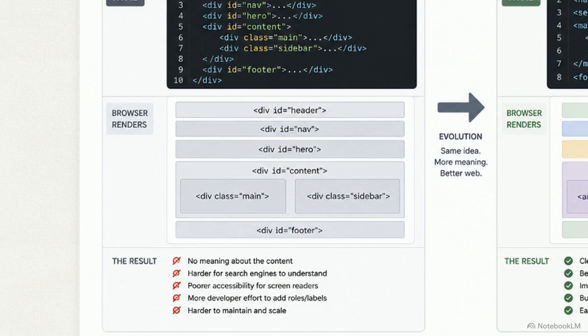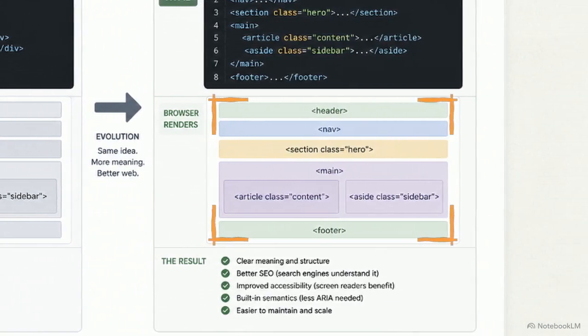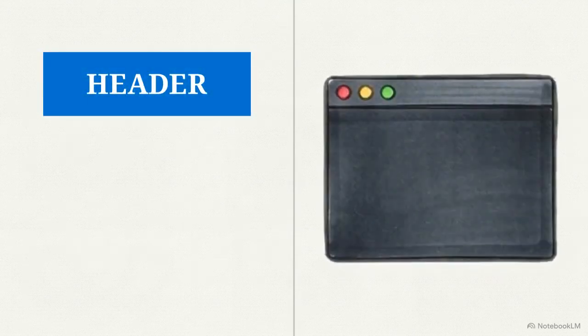To solve this, the web moved to semantic HTML, tags that describe exactly what the content is. Proper digital planning means giving your layout meaningful structure from the very beginning. You decide what the content is before you ever write the code to build it.